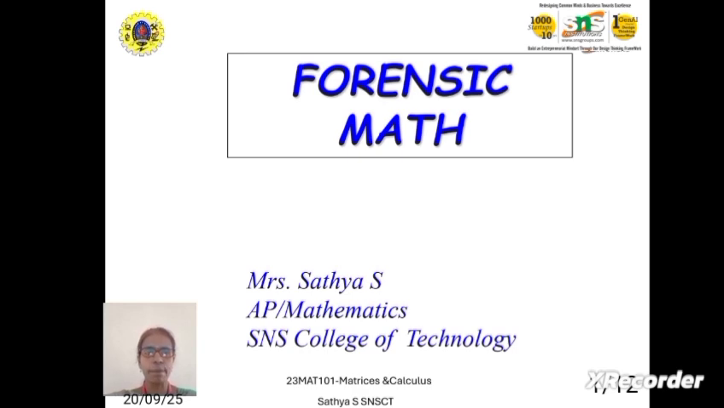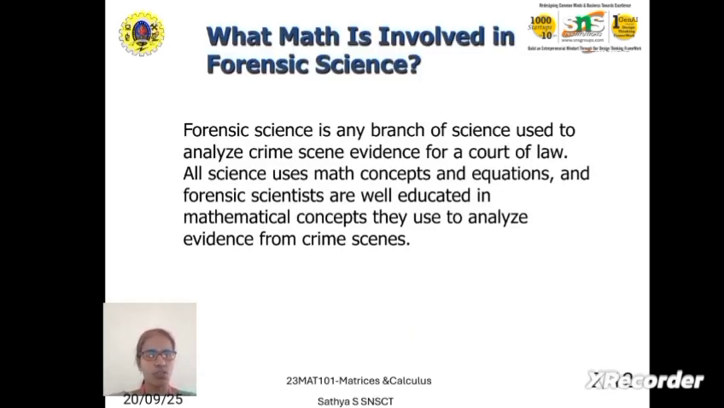Before I enter the topic, how does math play a role in forensic science? That is the first thing we should know, right? So what math is involved in forensic science? Forensic science is any branch of science used to analyze the crime scene evidence for a court of law. All the sciences use math concepts and equations, and forensic scientists are well educated in mathematical concepts. They use them to analyze the evidence from crime scenes. So we are going to have a crime scene here, and then see how math plays the role.